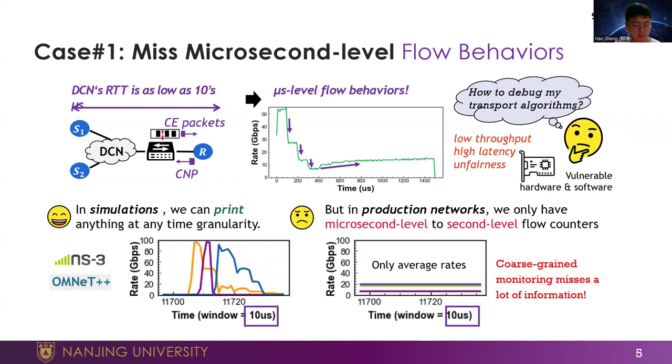However, the actual production networks is not like that. We only have coarse-grained monitoring tools. As shown in the figure, these tools can only give the average rates. Developers cannot get enough information to analyze the performance issues.